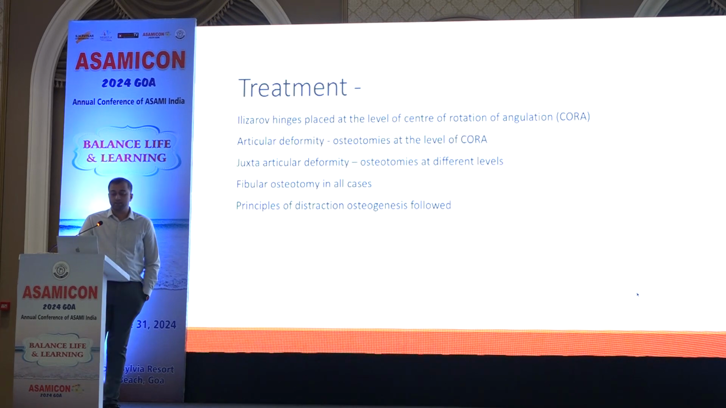In all cases, hinges were placed at the CORA. For articular deformities, osteotomies were done at the level of the CORA, but for juxta-articular deformities, we did osteotomies at multiple levels. In all cases, a fibular osteotomy was done, as invariably for correction of tibial deformity we need a mobile fibula. Principles of distraction osteogenesis were followed.